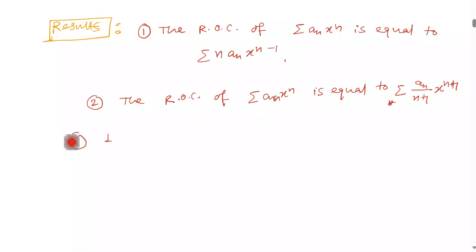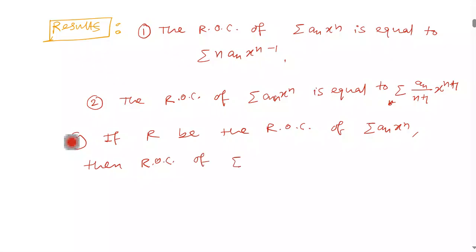Third one, if r be the radius of convergence of an x power n, then the radius of convergence of an x power pn is r power 1 by p, where p is greater than 0. These are some important results. You need to remember all those things.